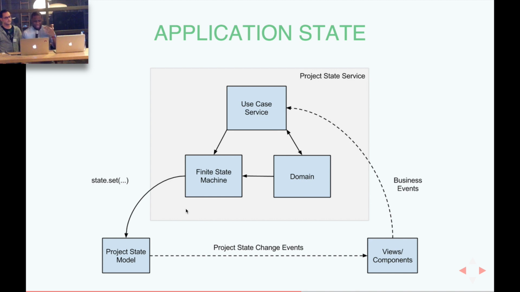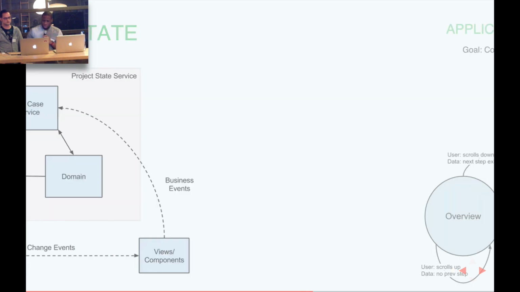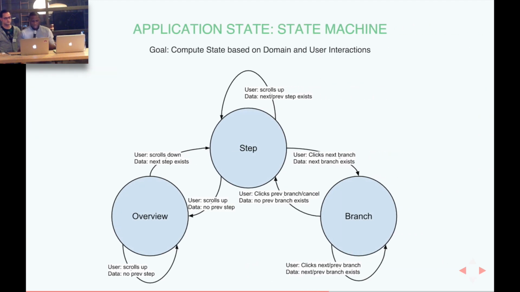And then finally, we had this finite state machine, which is where a lot of the computing for the state comes from. In this case, the state has to be based on the user's interaction with the project system and with the domain. So what data is currently within the domain. This was the state machine that we used, and again the goal was to compute state based on domain and user interactions.